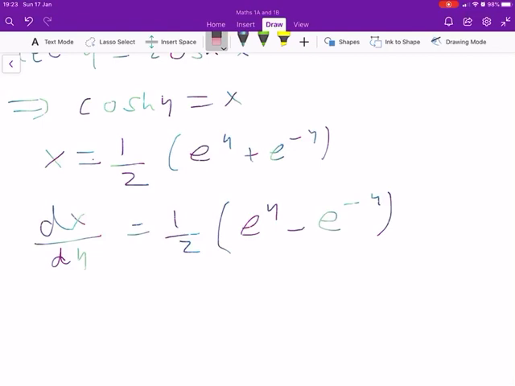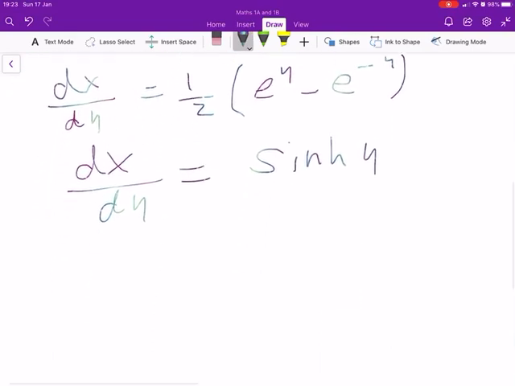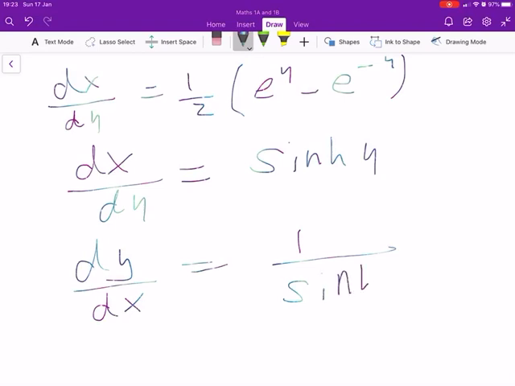Right, so dx by dy is just going to be equal to sinh of y. And now what we need to do is just flip that on its head. So that's dy dx is just 1 over sinh y.